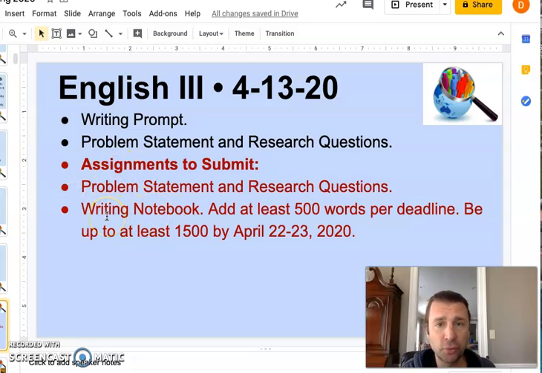I'm reading writing notebooks right now. The next deadline will be April 22, 23. So you want to be up to 1,500 words by then.